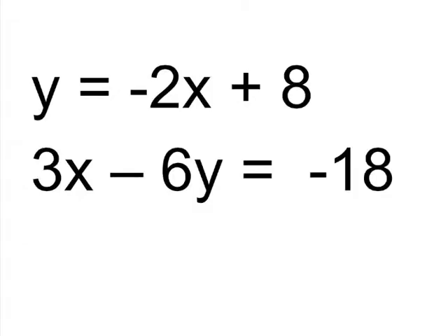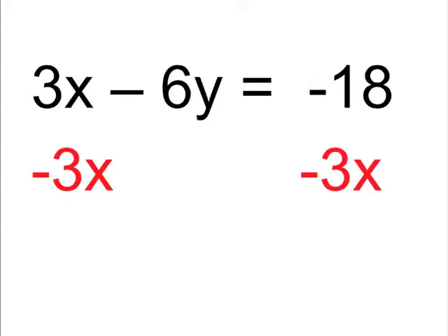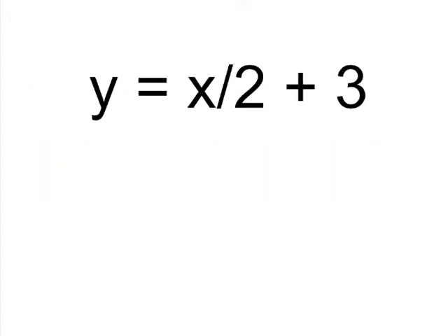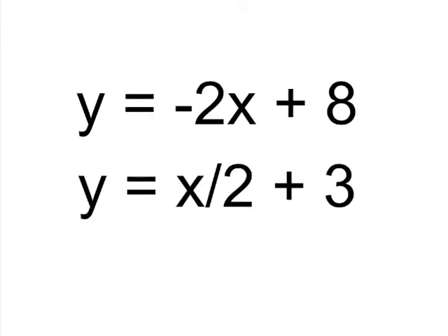Now for the last method, and my favorite, graphing. To graph them, we have to put both of the equations into slope-intercept form, which means we have to change the second one this time. Let's graph the first one first.